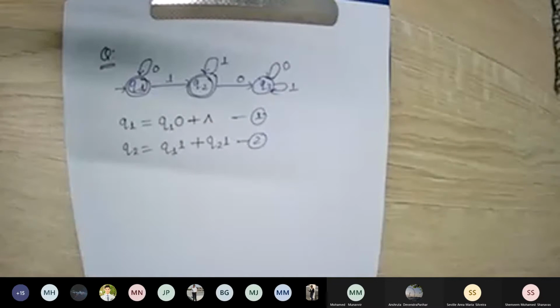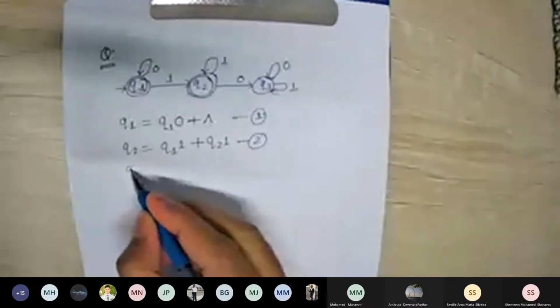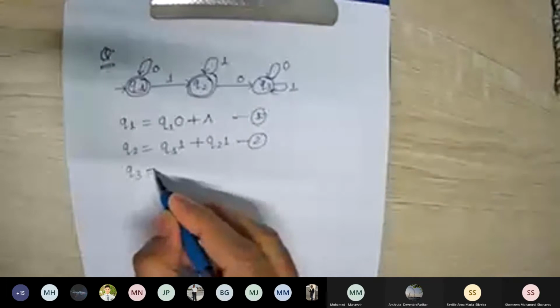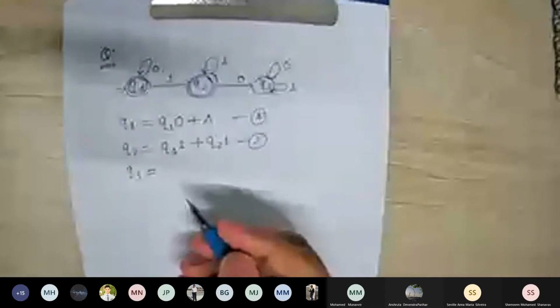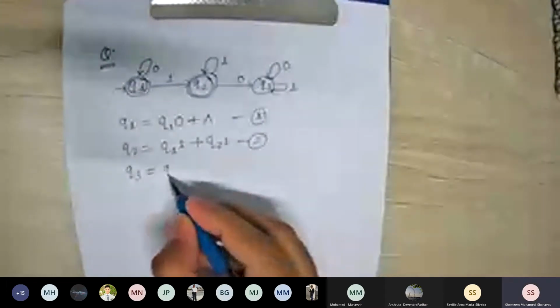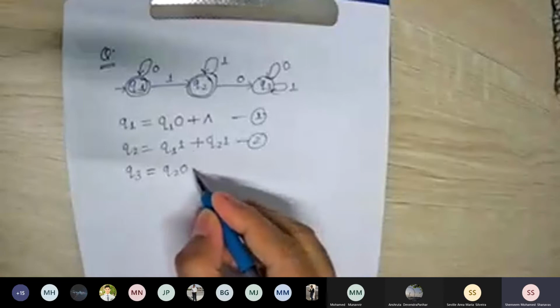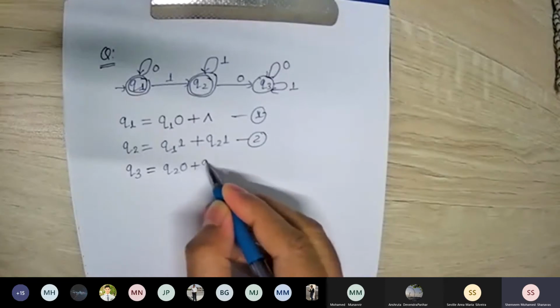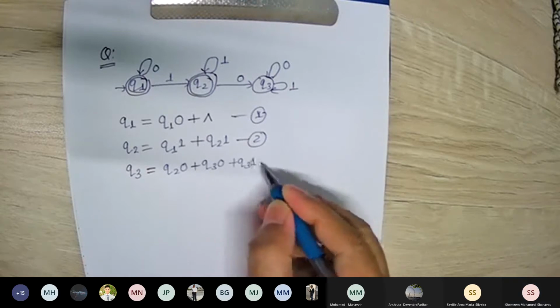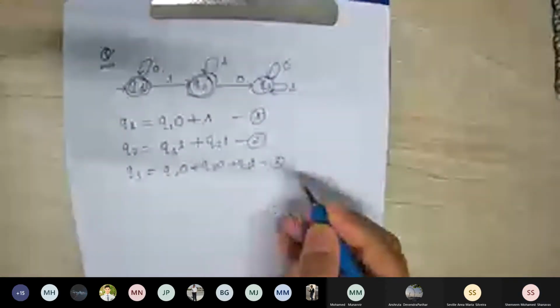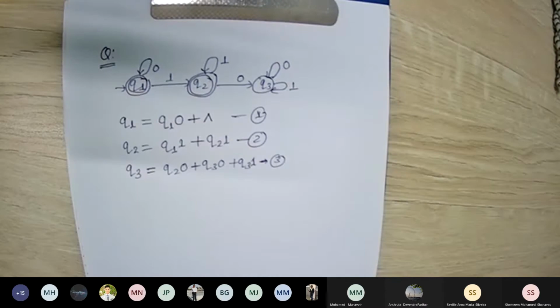Now let's go for Q3. What is the equation for Q3? How many incoming edges are there? Three. So the equation is Q2 0 plus Q3 0 plus Q3 1. This will be your equation 3.